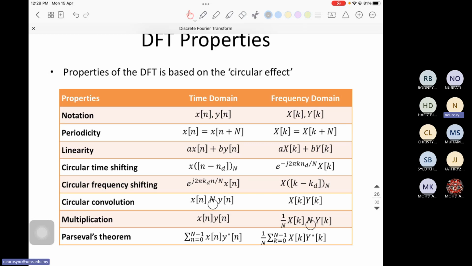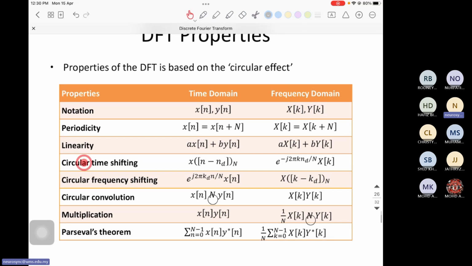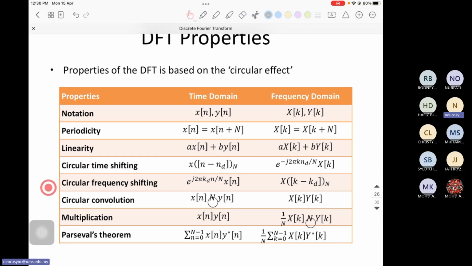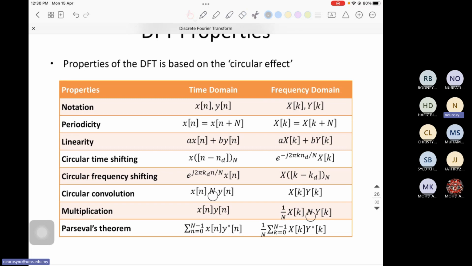Now circular frequency shifting. If you are having a frequency shift of kd here, then in the frequency domain when you apply DFT, this is basically k minus kd. So circular time shift is a very important property, and circular frequency shift is also a very important property.